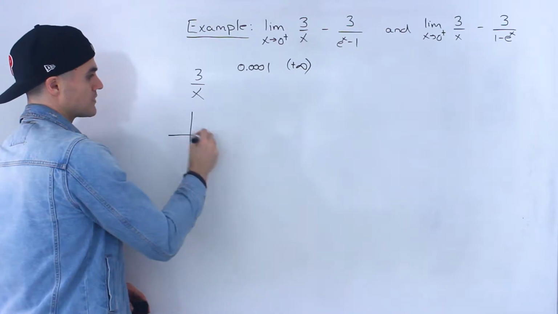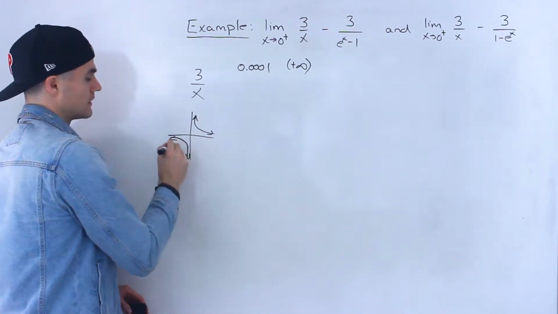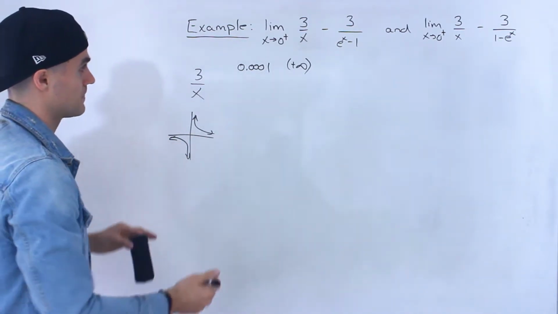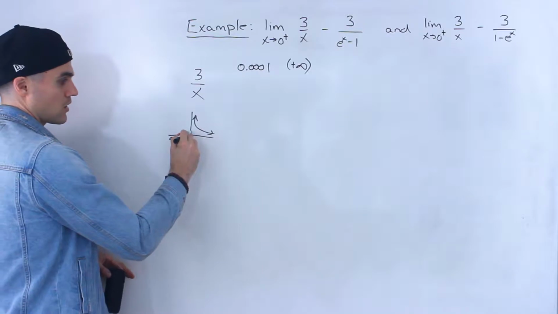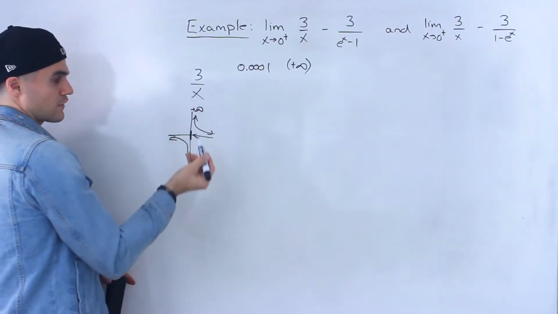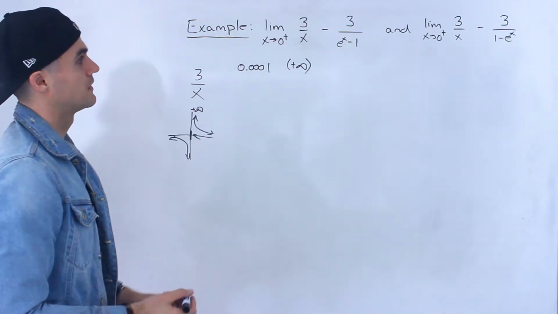And you can actually graph this as well. 3 over x isn't too bad of a graph to make. It's just 1 over x, the parent function, but vertically stretched by a factor of 3. Notice as we're approaching x value 0 from the positive side, the function's going towards positive infinity. Right, what we got here.